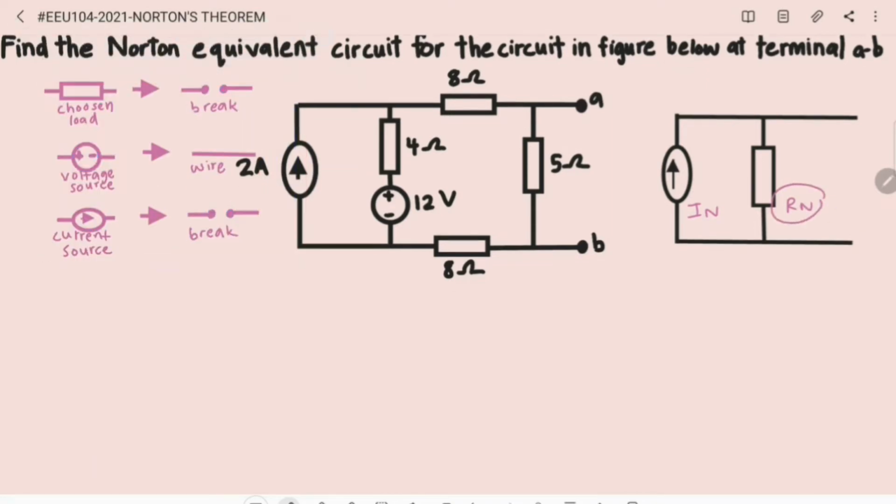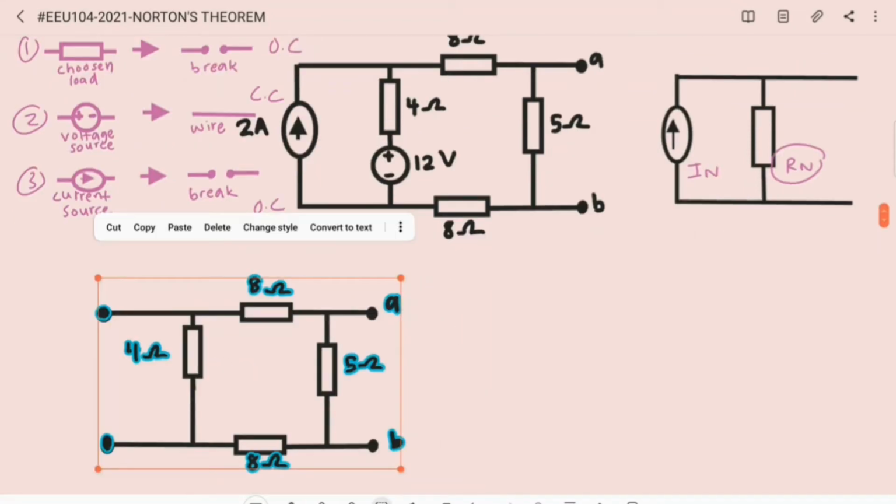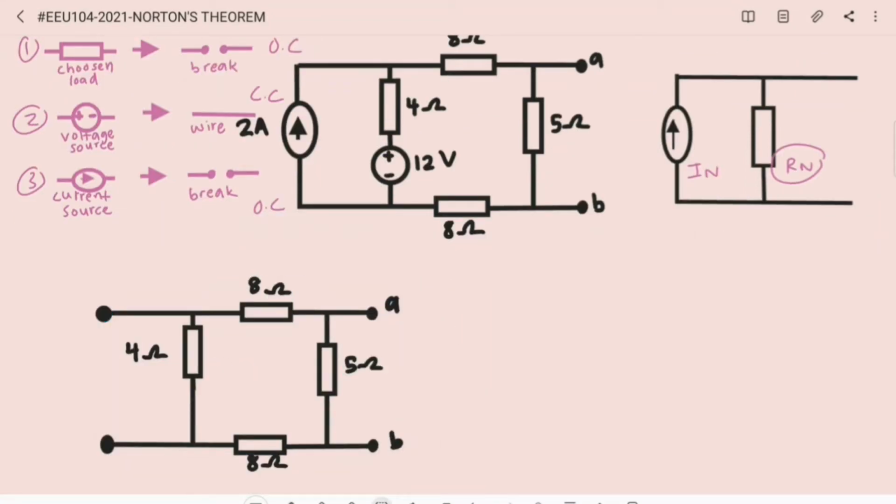The first step is to replace the chosen load with a break, which makes this an open circuit. The next step is to replace the voltage source with a wire, which makes this a closed circuit. The third step is to replace the current source with a break, which makes this an open circuit. When we apply the 3 steps to these circuits, we can redraw it to be this circuit. As you can see, there is no chosen load for this question. However, we replace the voltage source with a wire and the current source with a break.